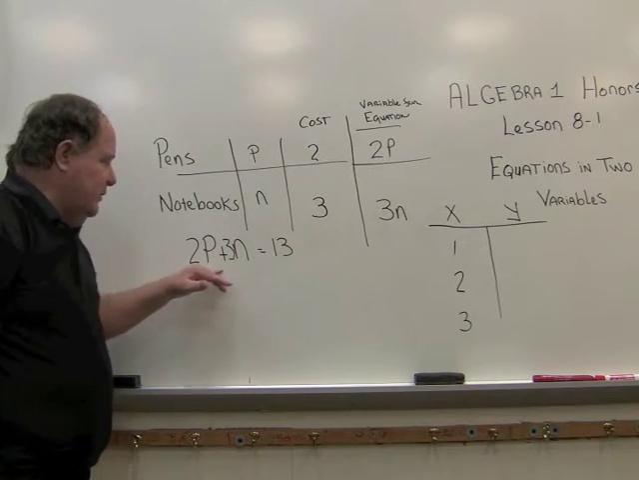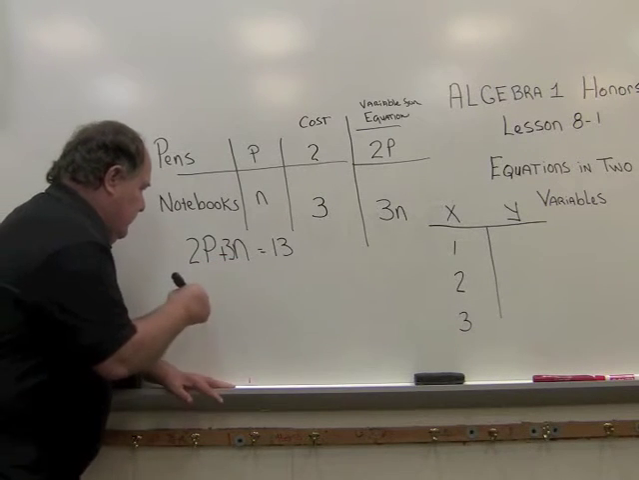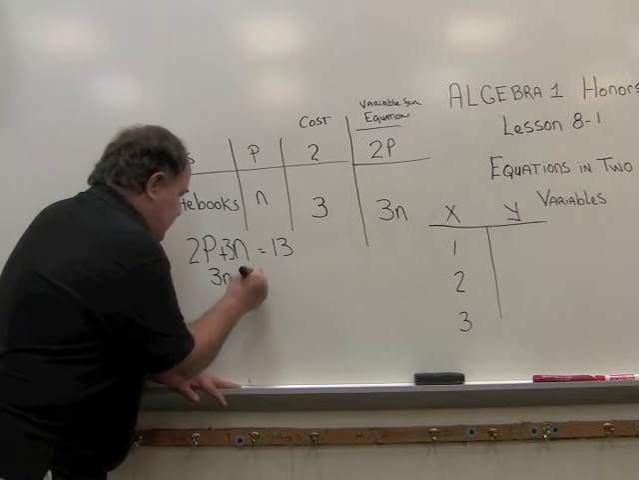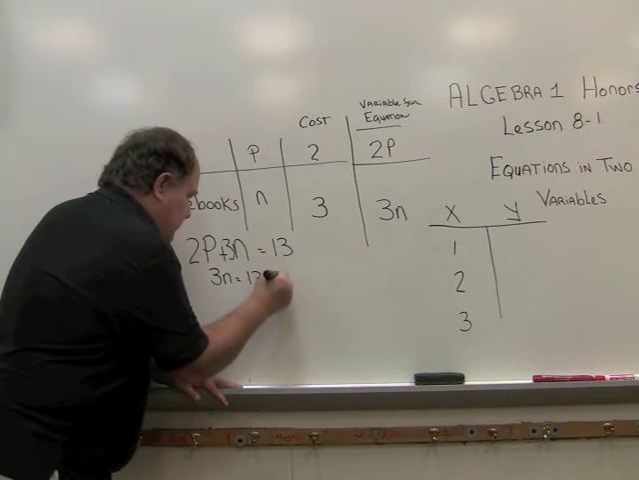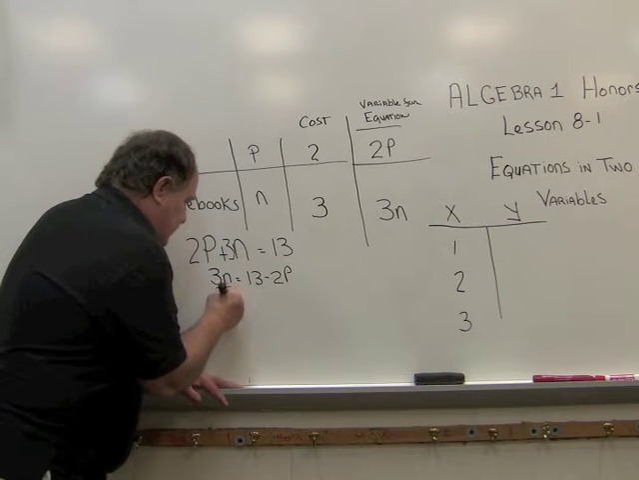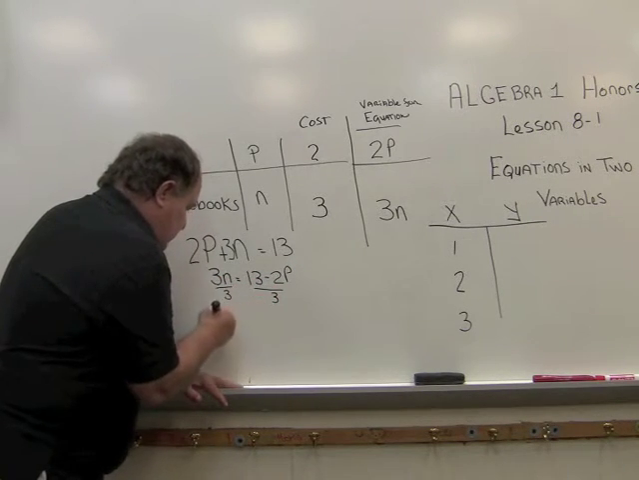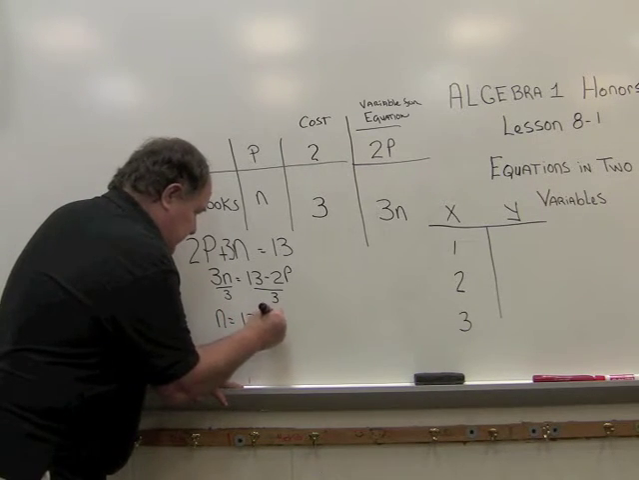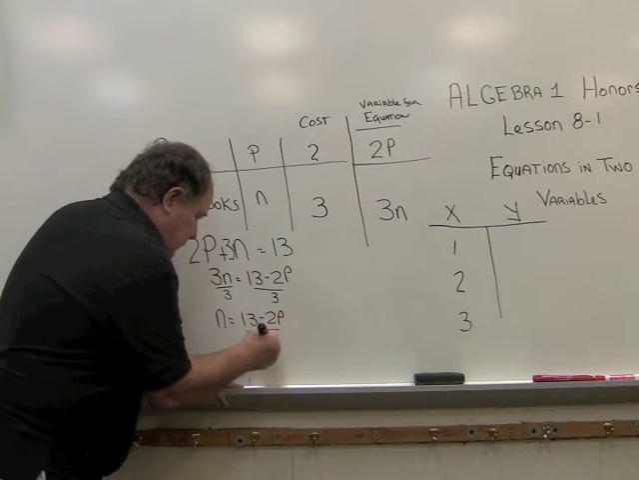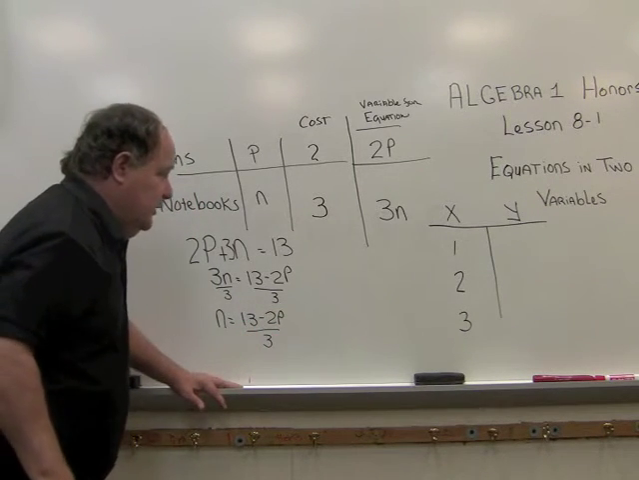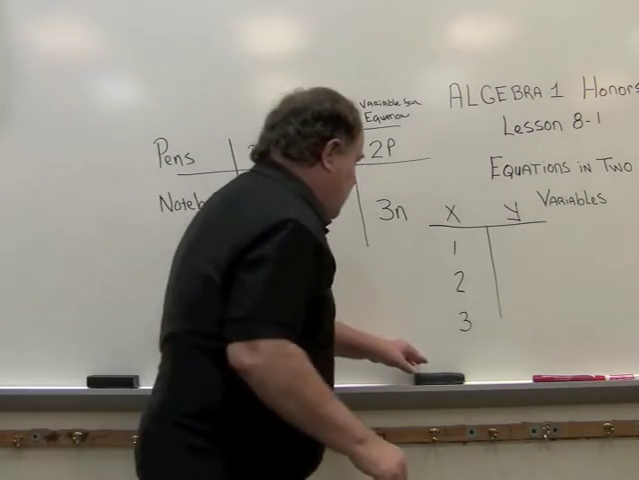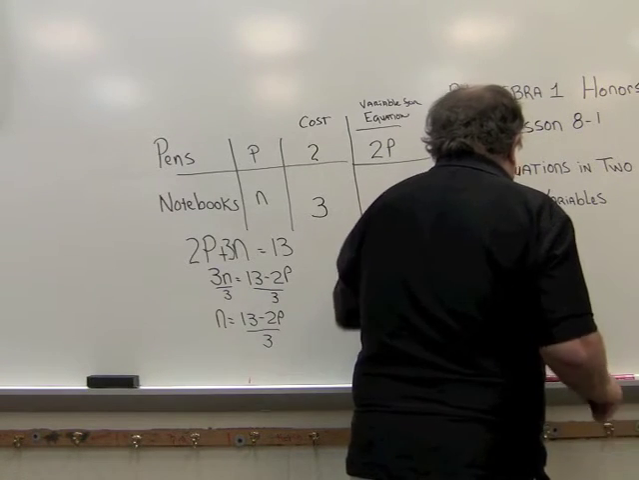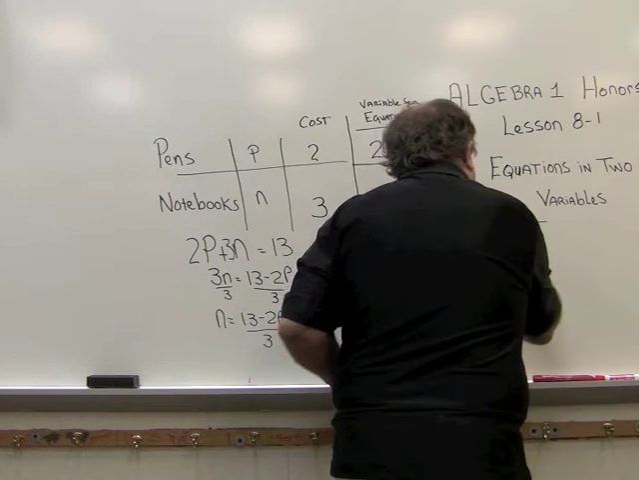The first way is to isolate one of the variables. Let's isolate n. If I'm going to isolate n, I'm going to have 3n equals 13 minus 2p, and I'm going to divide everything by 3. So my n value will be 13 minus 2p divided by 3. Let's plug in our values. Instead of x and y, we're now going to make it n and p. It's the same procedure. All we're doing is changing our variables.